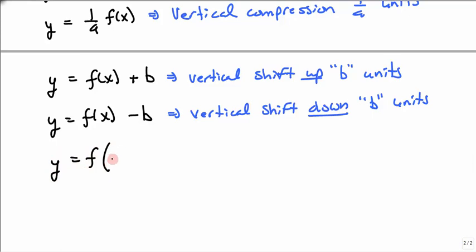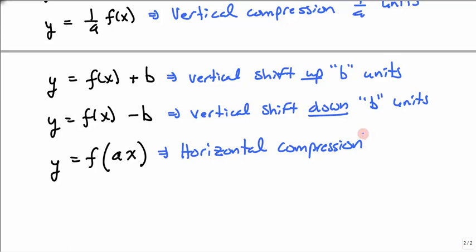Now this is within the argument, so again it does the opposite of what you'd think. So what if we had something like an AX in here? It does the opposite. So this is within the argument, so this is going to be horizontal. Now it looks like I'm multiplying, let's say by a 4 here, or an integer value. You would think that this would stretch it horizontally, but this is a horizontal compression. It does the opposite because it's within the argument.